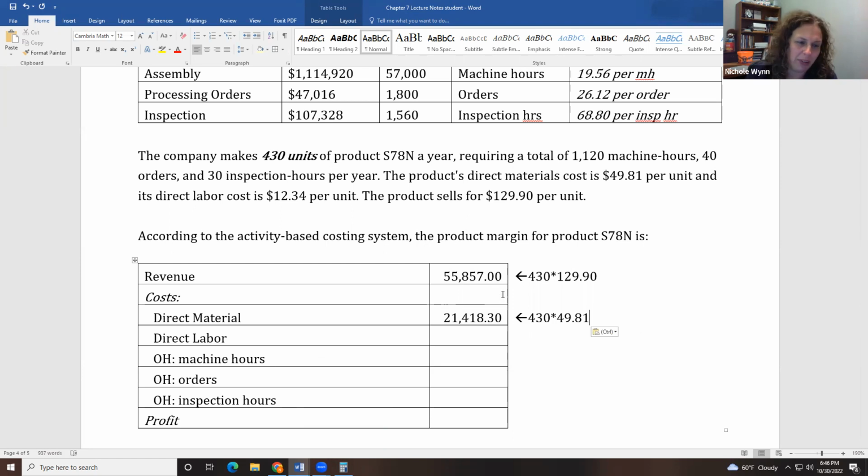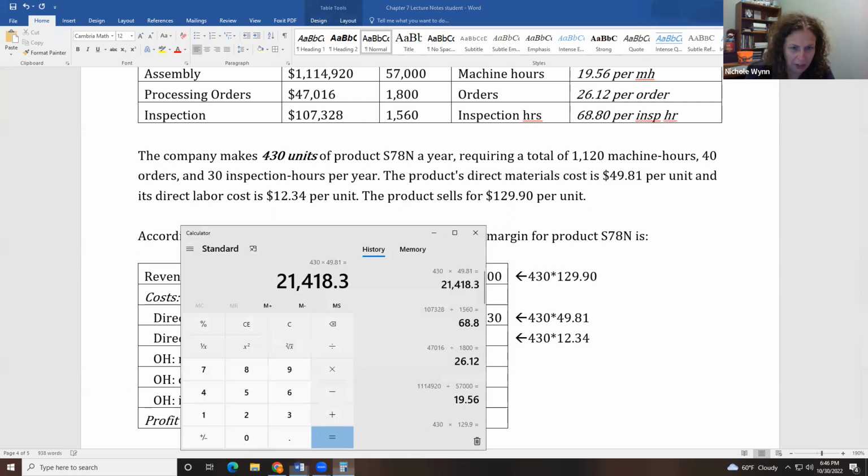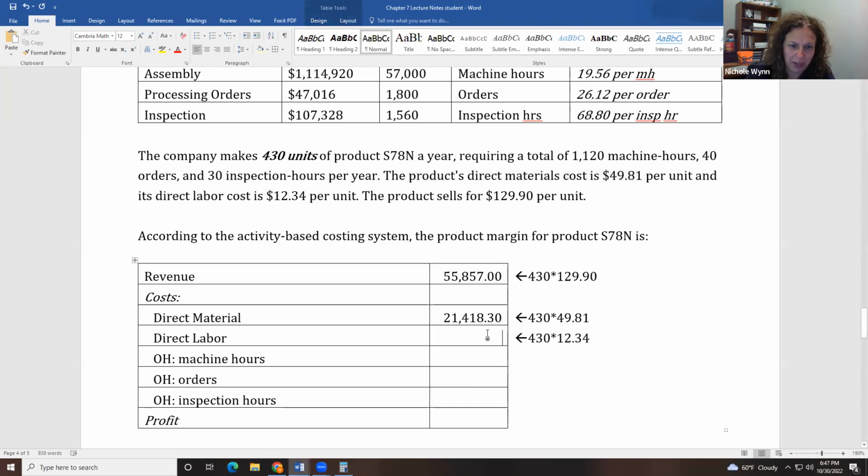So I need to put this under direct material cost. Direct material is 430 units and each unit is $49.81. Then for direct labor, it says it's $12.34 per unit, so 430 times $12.34 is $5,306.20.